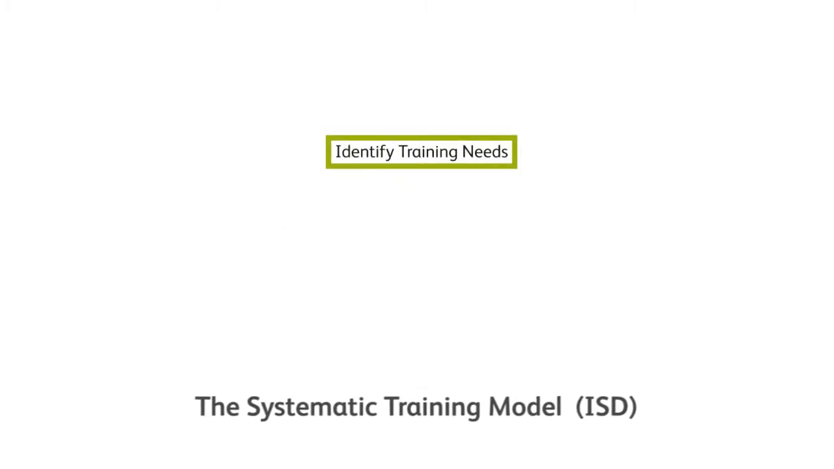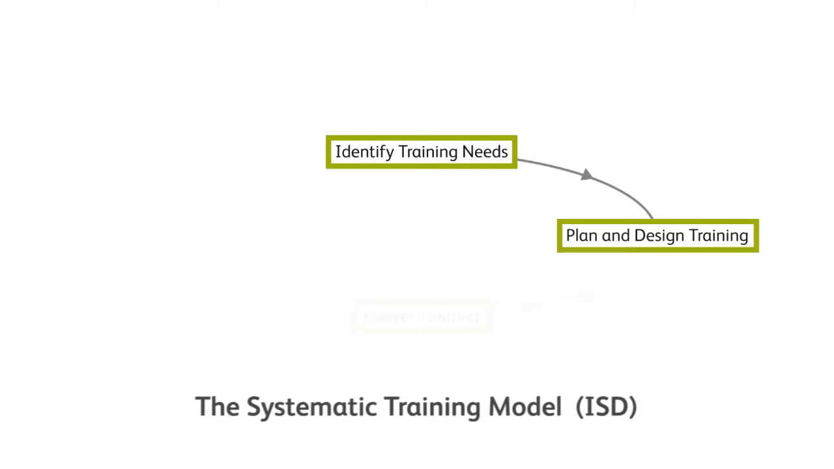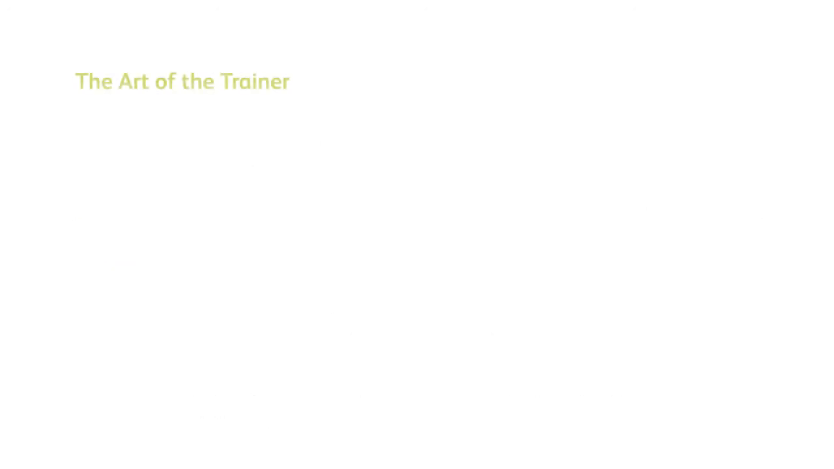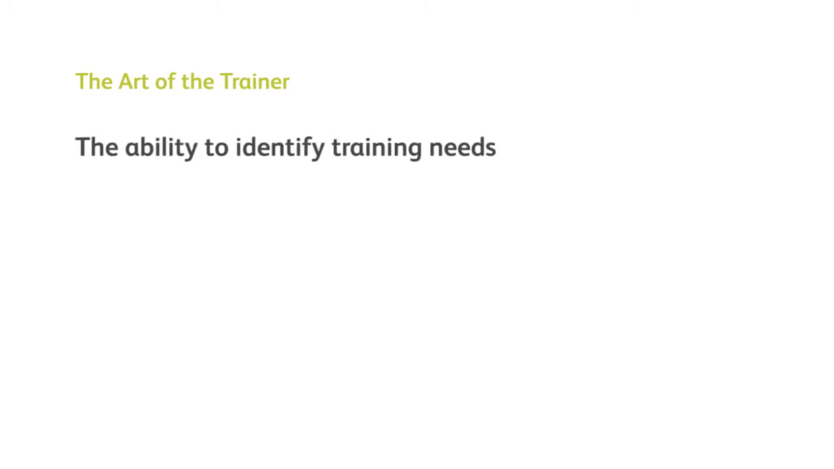And the idea is that through the identification of training needs, you go on and plan and design the training, you then deliver the training, and at the end of the day you evaluate the training outcome and you put in a loop at the end. The art of the trainer was the ability to identify training needs, then plan and design and deliver and evaluate it.